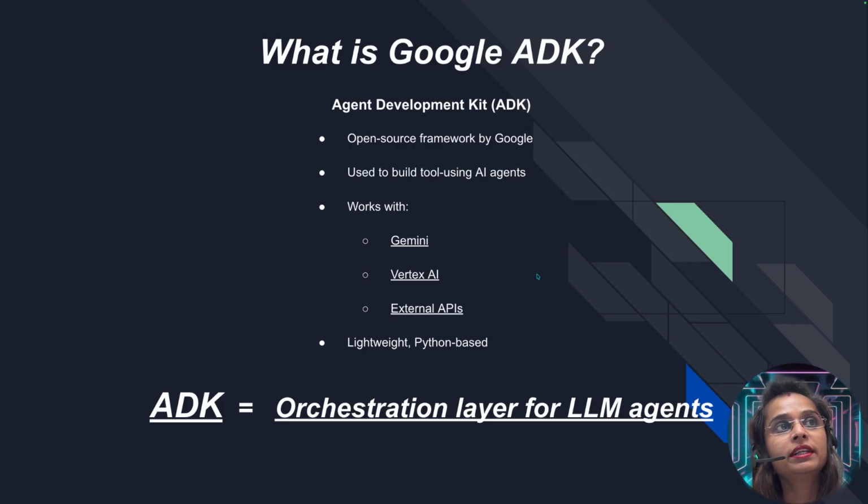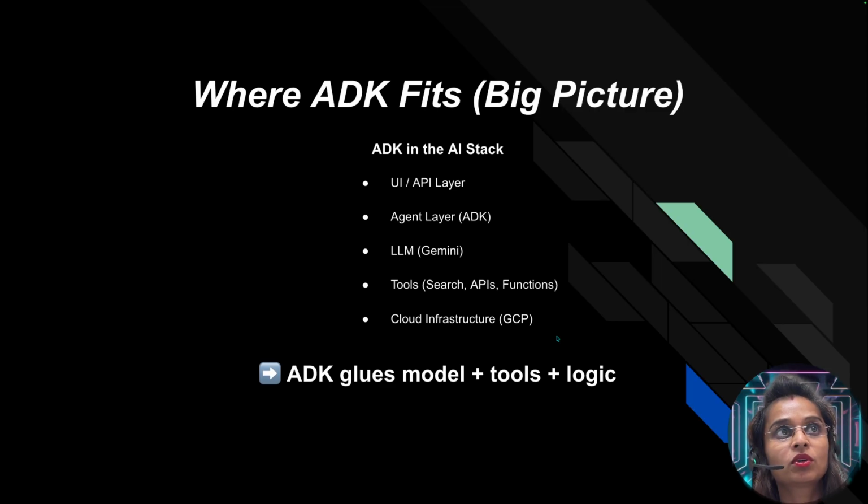So what is Google ADK? It's an open source framework by Google, and it's used to build tools using the AI agents. It works with Gemini, Vertex AI, external APIs. It's Python based, and an orchestration layer is added to the LLM agents. So where does this exactly fit in? It's in the AI stack at the UI and API layer, agent layer, LLM, Gemini, tools, and cloud infrastructure. ADK glues models plus tools plus logic.